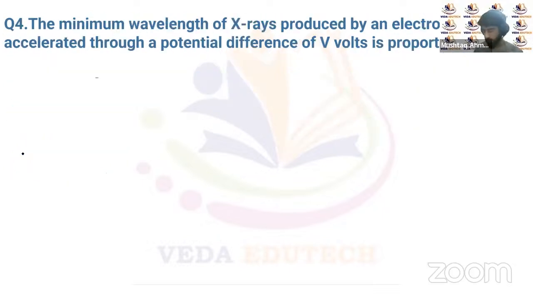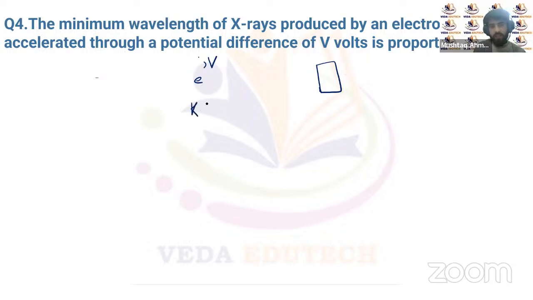Now let's move on to question number 4. The question is that the minimum wavelength of X-rays produced by an electron accelerated through a potential difference of V volts is proportional to, right? We have to find the minimum wavelength of X-ray produced by an electron accelerated through a potential difference of V volts. Now, we know how X-rays are actually produced, right?